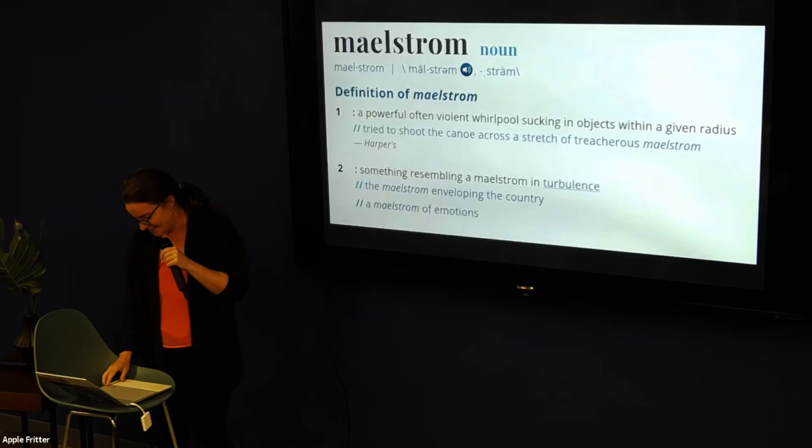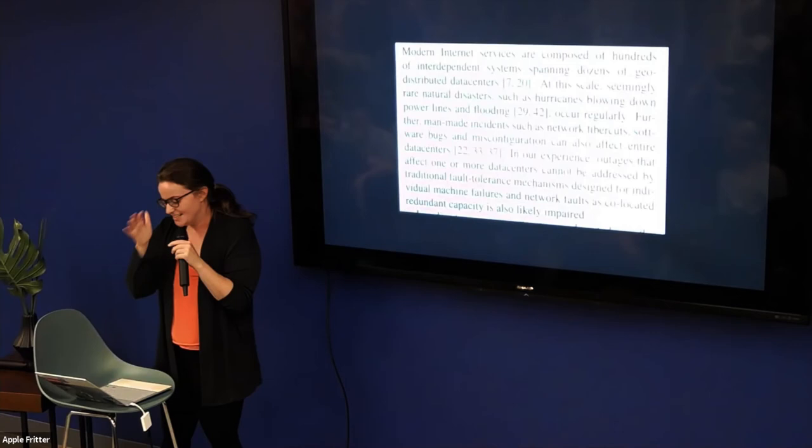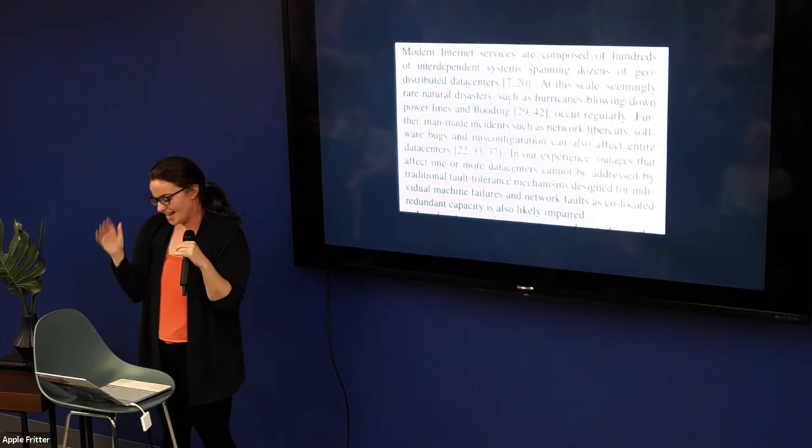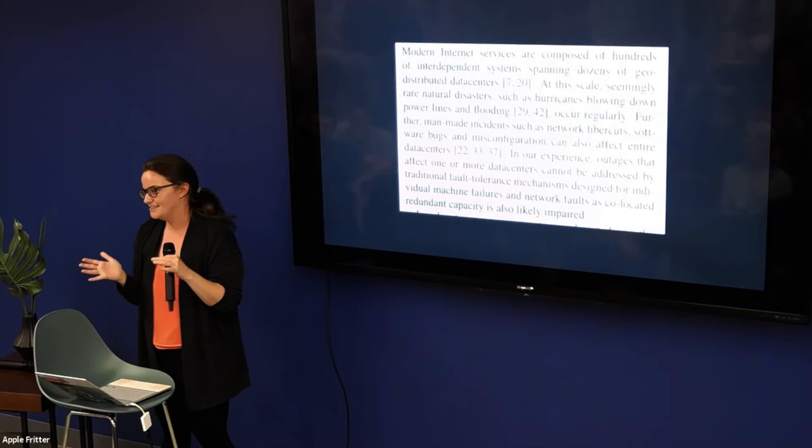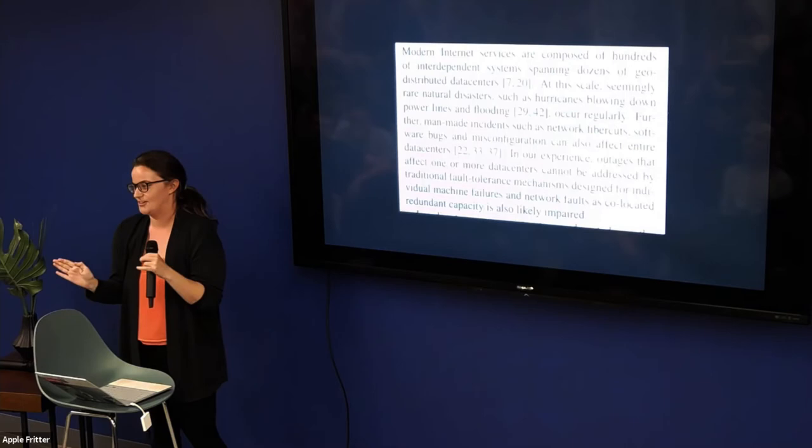So in distributed internet services, you have a bunch of different services going on. At this scale for Facebook, rare natural disasters, hurricanes blowing down power lines and flooding, occur regularly. I think it's weird that they say this occurs regularly, because it doesn't seem like it does, but they've been using this in production for 4 years. So maybe it does occur regularly for them.